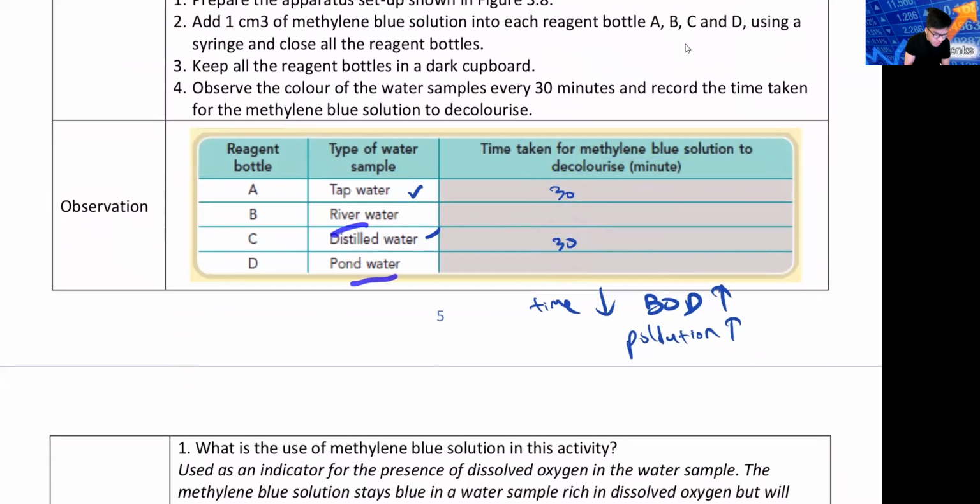Whereas river water and pond water, it depends on how polluted they are. If they are not so polluted, maybe 15 minutes. If they are very polluted, maybe 5 minutes, oh, the color is gone.